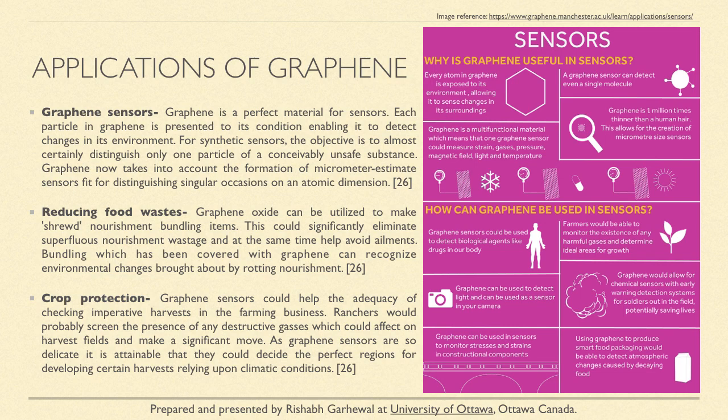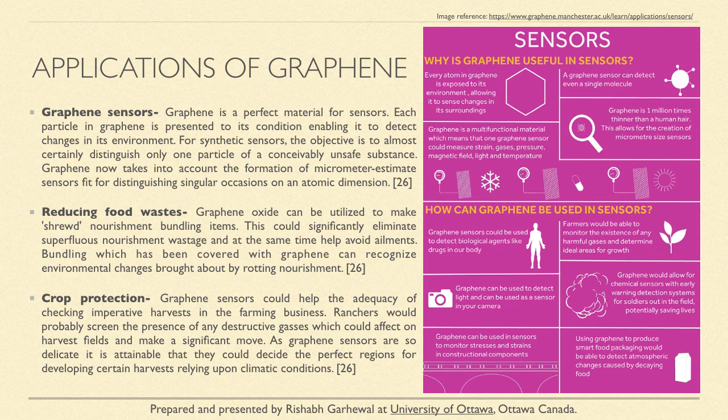Graphene sensor. Graphene is an ideal material for sensors. Every atom in graphene is exposed to its environment, allowing it to sense changes in its surroundings. For chemical sensors, the goal is to be able to detect just one molecule of a potentially dangerous substance. Graphene now allows for the creation of micrometer-sized sensors capable of detecting individual events on a molecular level.